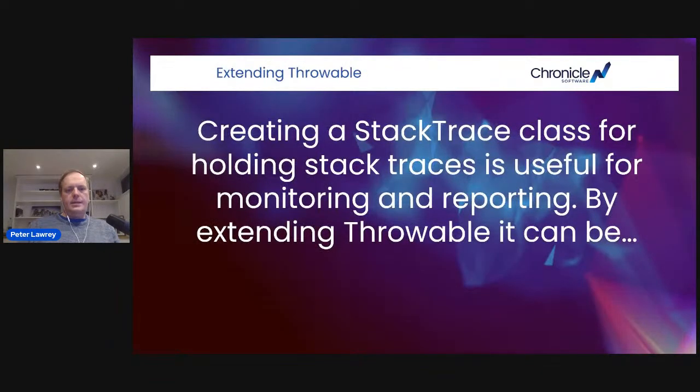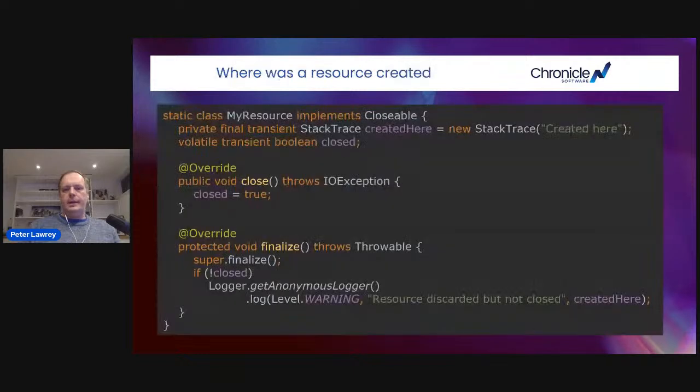And there are many other cases. So this is useful for reporting and monitoring. So another one is, say you have a resource that needs to be deterministically closed. So a good example, just in the Java library, is, say, RandomAccessFile.